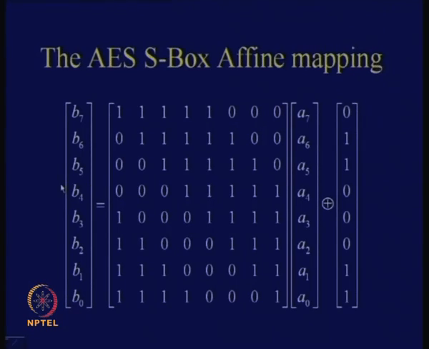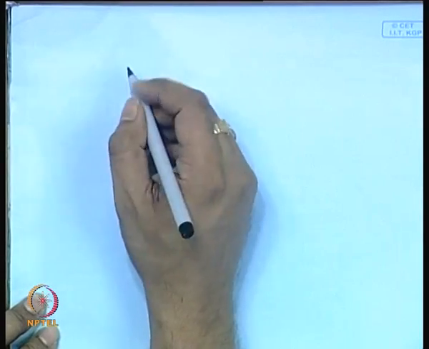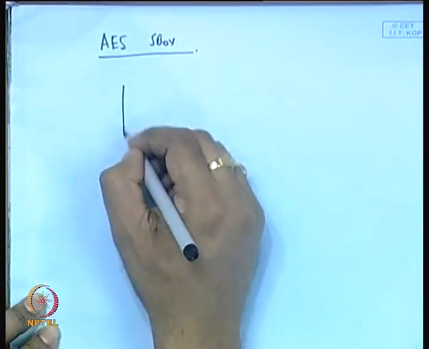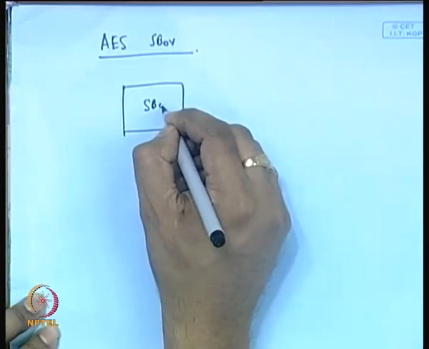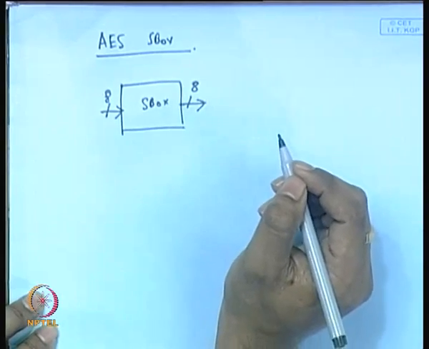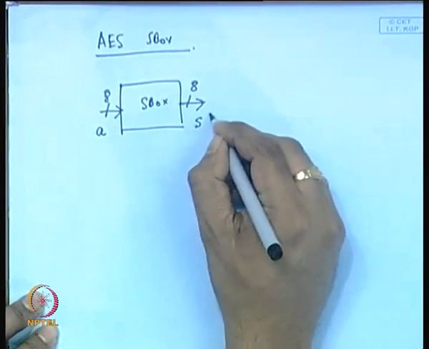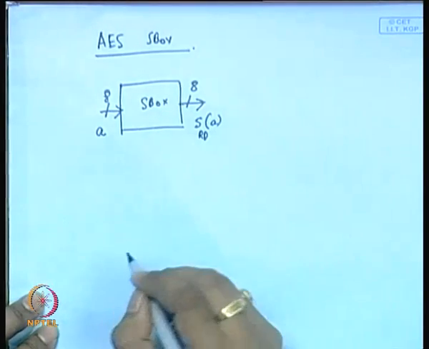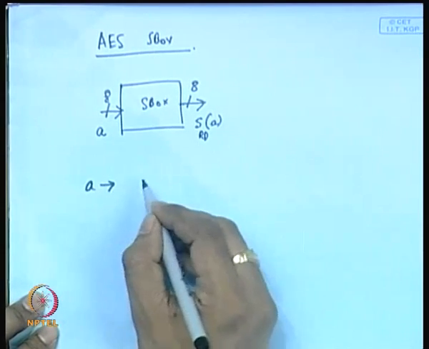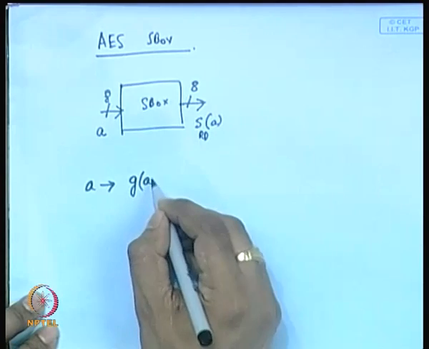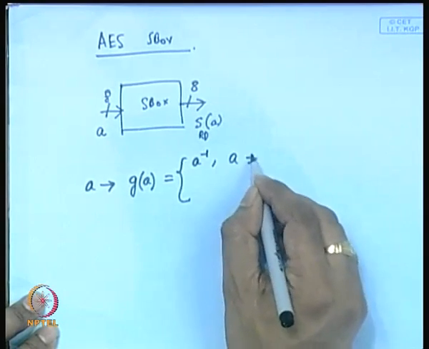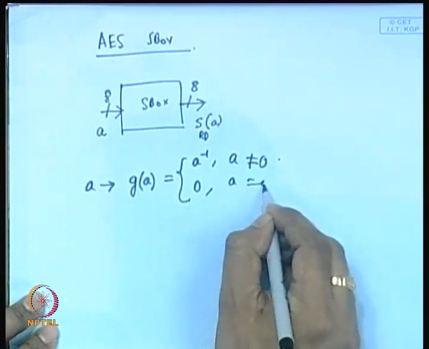So if I combine these two steps, the AES S-Box looks like this. Your AES S-Box works on 8 bits and produces another 8 bits of output. You take, for example, A and you produce S_RD(A). How is S_RD(A) obtained from A? First you pass A through the mapping G, and we have already defined how G(A) works: you obtain either A inverse if A is not equal to 0, or if A is equal to 0, then you straight away pass 0.